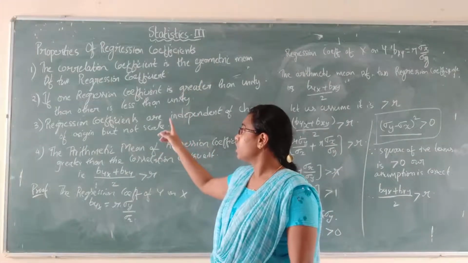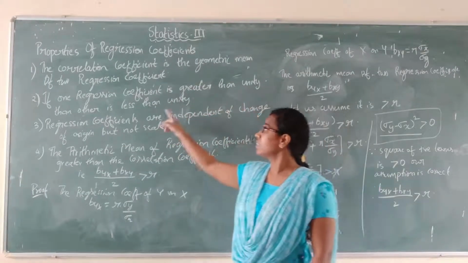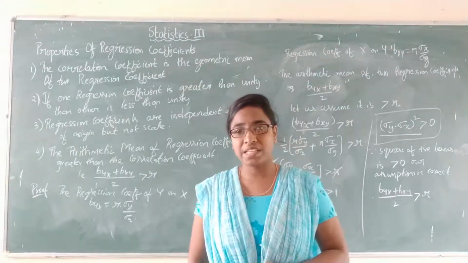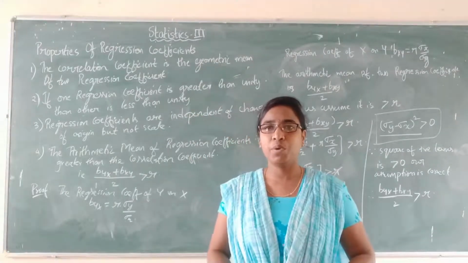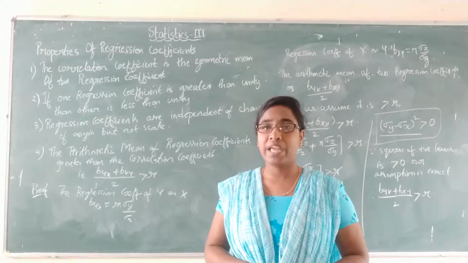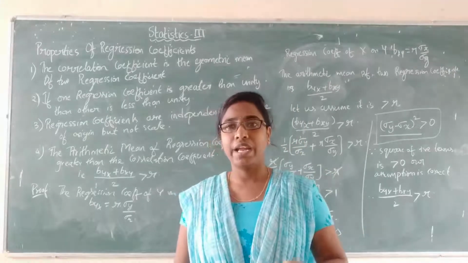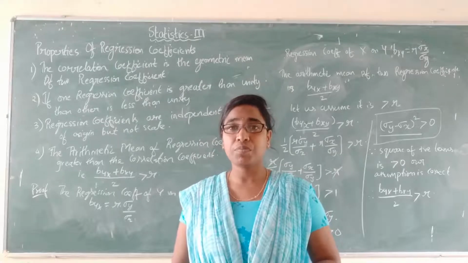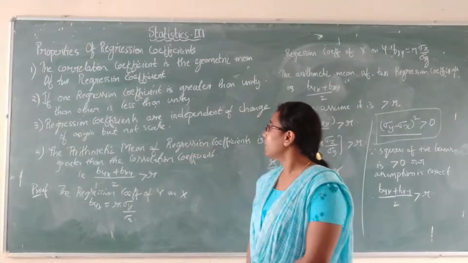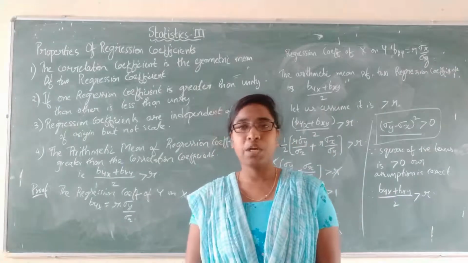Second property is if one regression coefficient is greater than unity, the other is less than unity. So here first we will consider byx is greater than 1 and we will prove that bxy is less than 1. You can also consider bxy greater than 1 and hence prove byx less than 1. Now the third one is regression coefficients are independent of change of origin but not scale.